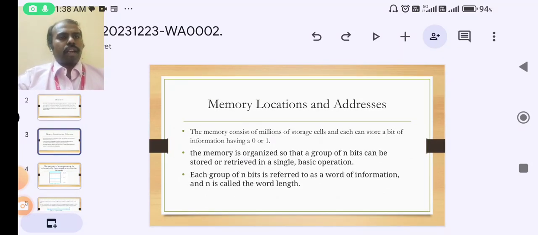Memory locations and addresses. Memory locations consist of millions of storage cells. Each can store one bit of information, which can be 0 or 1. The memory is organized so that a group of n bits can be stored or retrieved in a single basic operation. Each group of n bits is referred to as a word of information, and the n is called the word length.